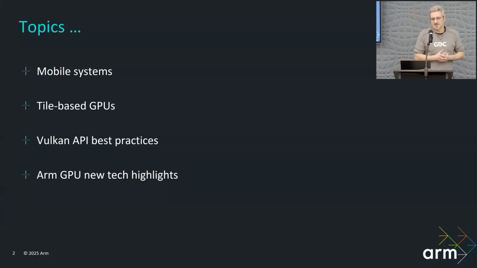We're going to talk about tile-based GPUs, because most, but not all, mobile GPUs are tile-based, and why things like render passes are important. How does that translate into Vulkan best practices? So concepts more than API details. And then to wrap up, a couple of highlights of the new stuff that's happened since my last talk in 23, around major new ARM functionality and how that manifests in terms of API usage.